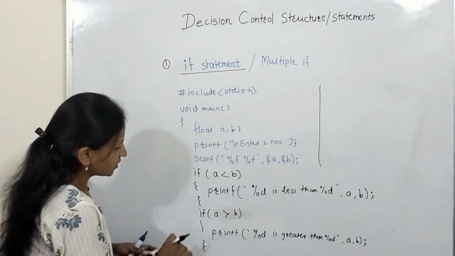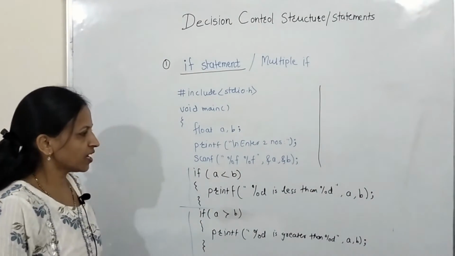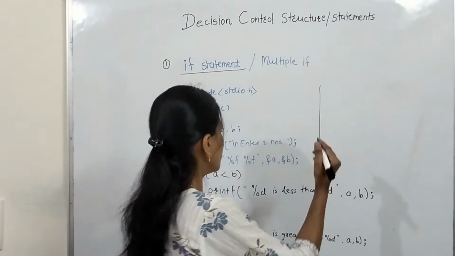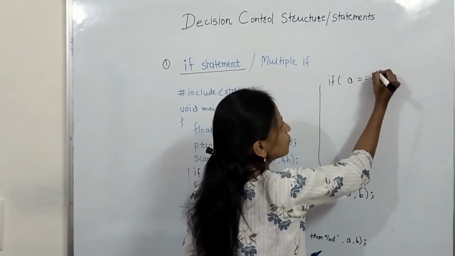Again one more if I am going to write here. This one is the first if, then the second if. I can place one more if, no problem. I will check whether both are equal here. A is equal to B.